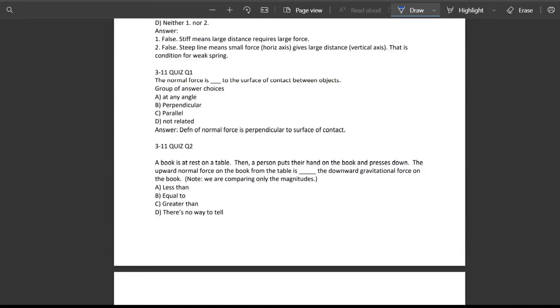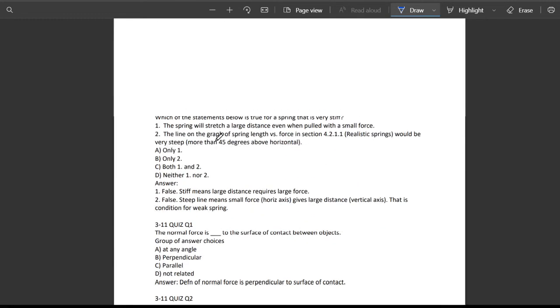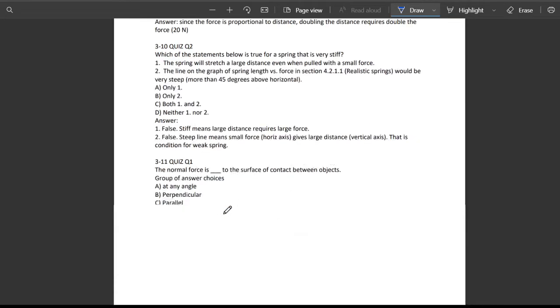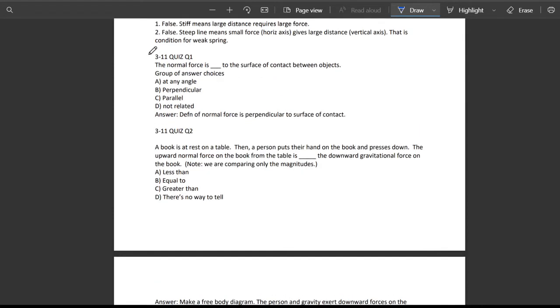Hello everyone, today we are going over section 3-11, which is normal forces and tension forces. Just so I come back up here, 3-11, normal and tension forces. I want to start off by going through some of these quiz questions. These are a little less involved, and then we'll go over some example questions. And yeah, let's get started.